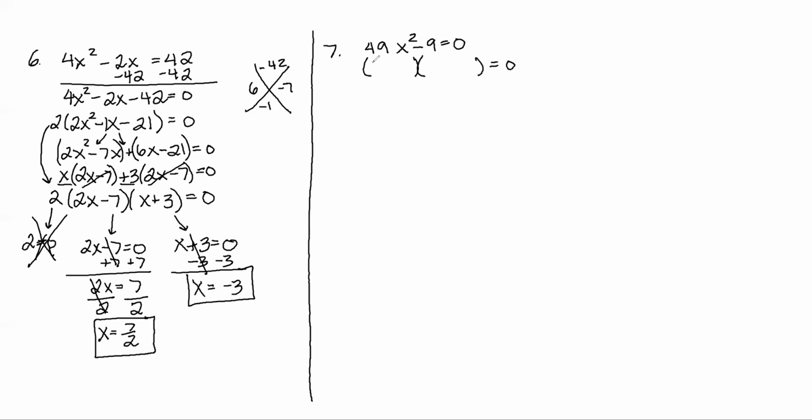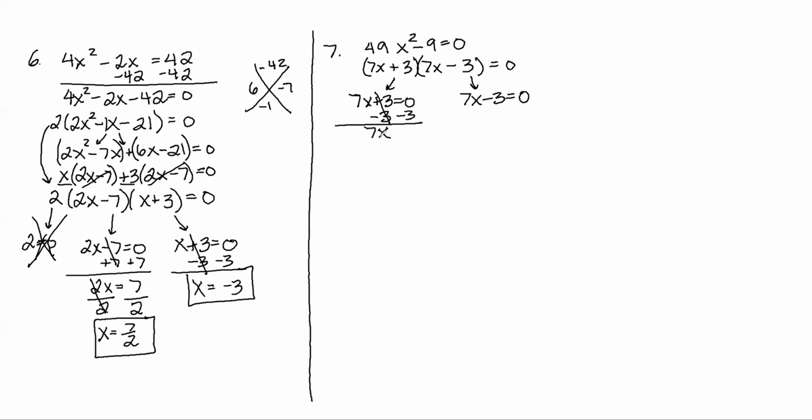49x squared is 7x times 7x. 9 is 3 times 3. Put a plus and minus. Now it's factored and equal to 0, so let's split this up. 7x plus 3 equals 0. And 7x minus 3 equals 0. And now let's solve for x on both of these.